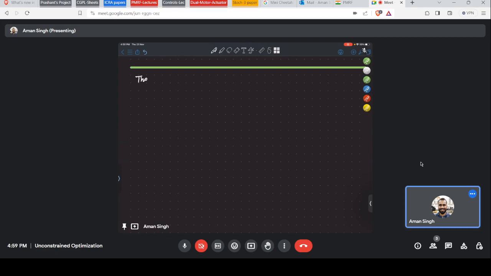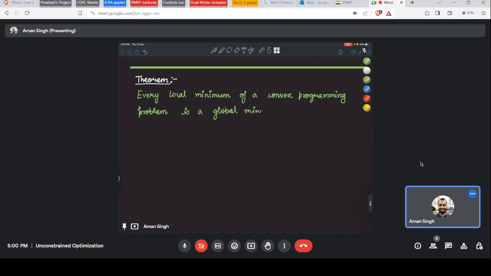So the first theorem is the same as we have already discussed many times: every local minimum of a convex programming problem is a global minimum. This we have already discussed previously. I'm just stating it as a theorem, and I'll skip the proof here, but I'll upload it later.